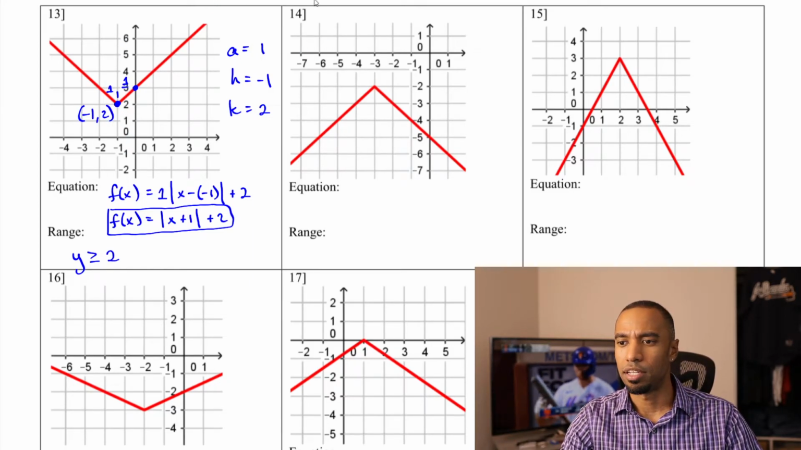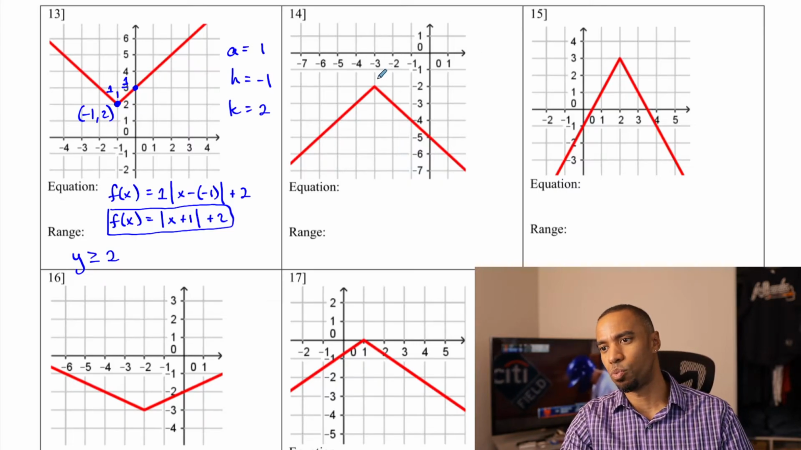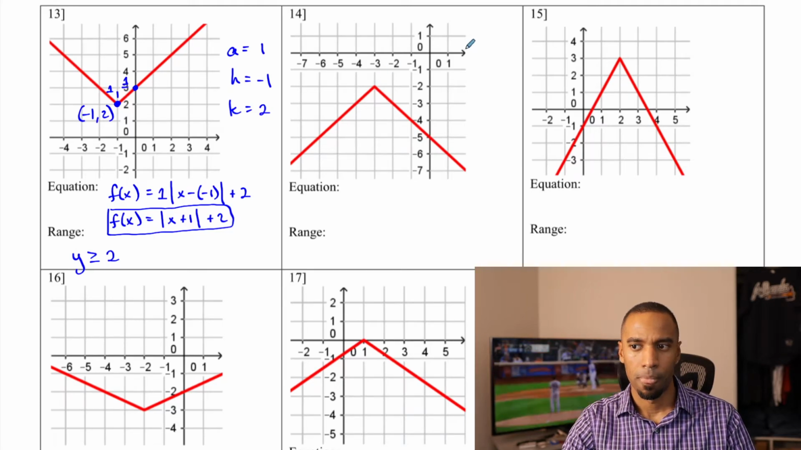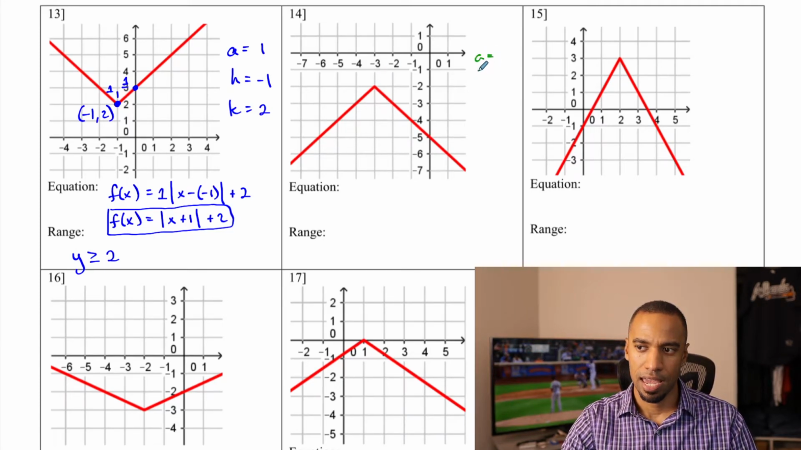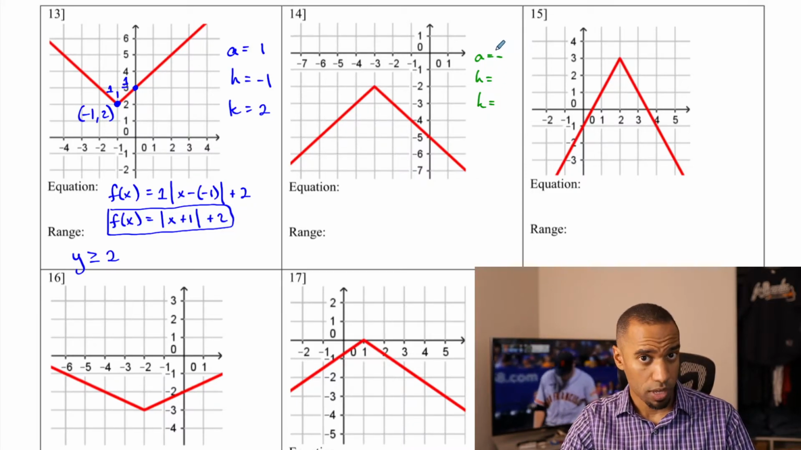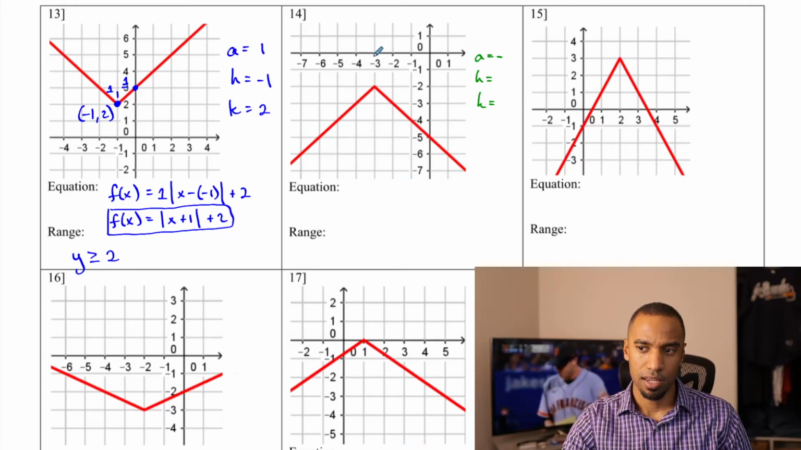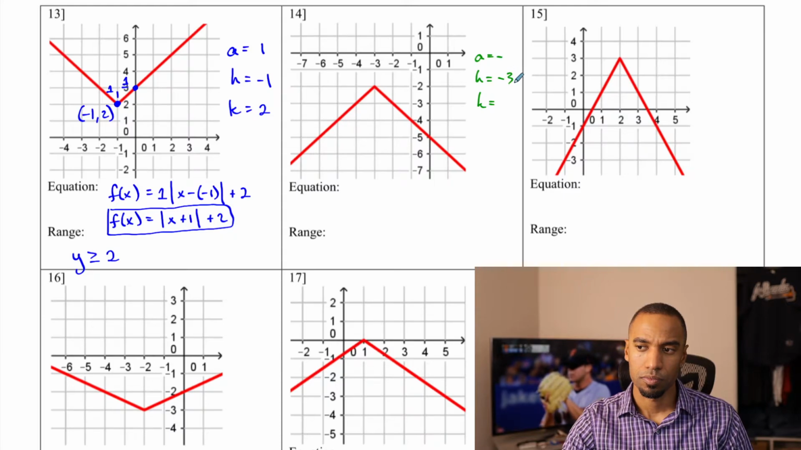All right, keep writing equations here. Now we have a graph that is reflected over the x-axis. It has a translation of left 3, down 2. So your a, h, and k here: your a is negative. We'll talk about the slope in a second. Just know that it's negative by being reflected. Your h is negative 3, and your k is negative 2.